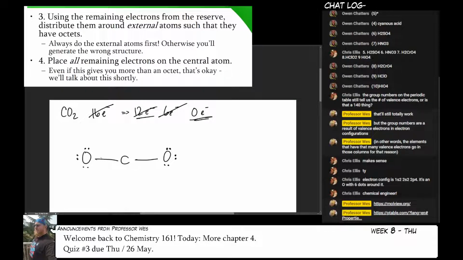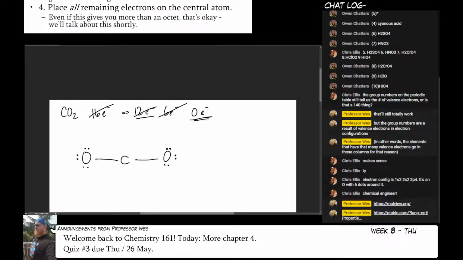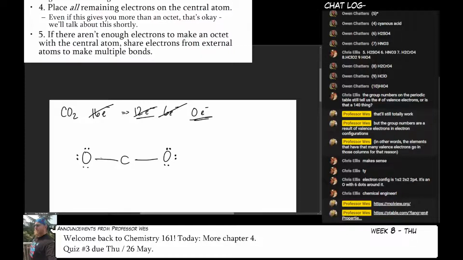The fourth step is to place all remaining electrons on the central atom. Now, we don't have any extra electrons, so we're going to ignore that step. But we'll come back to that on Tuesday. Step 5, if you did not make an octet for your central atom because you ran out of electrons, start sharing electrons to form multiple bonds. So you can see this in practice here. My carbon only has 4 electrons. It's got the 2 bonds.